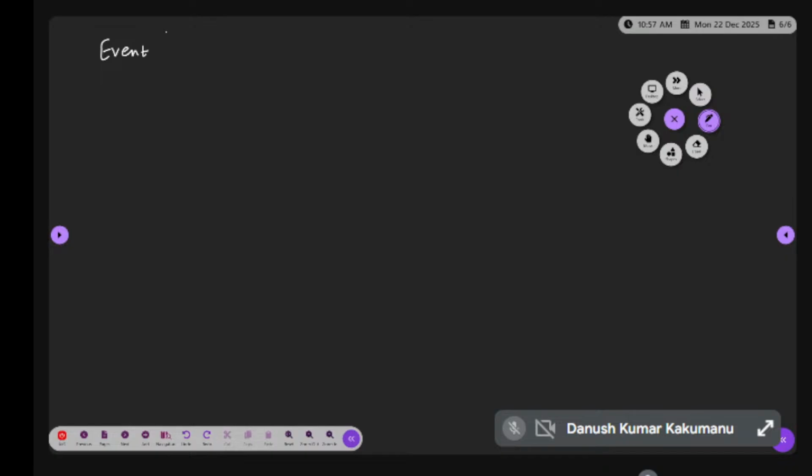Event definition. Event, another name is sample point, is represented as E. What is the definition of event or sample point? The outcome of an experiment.